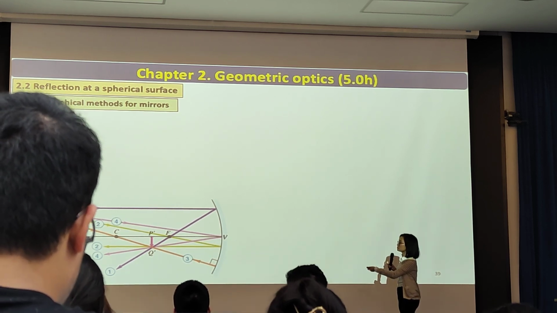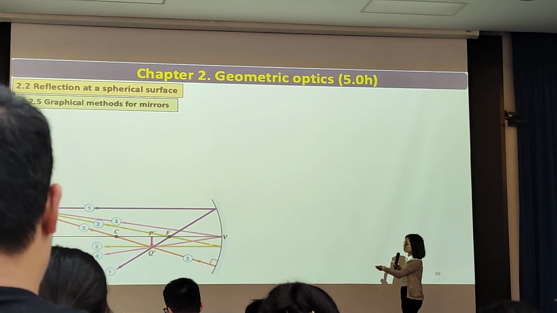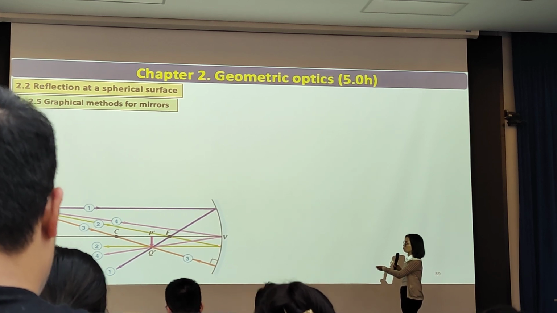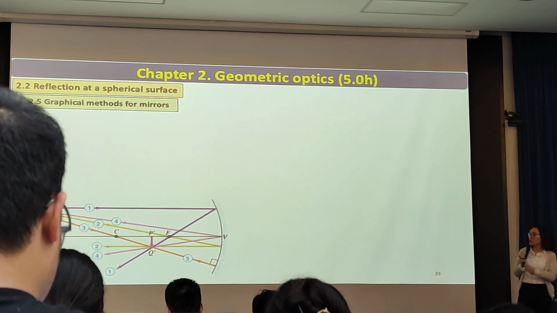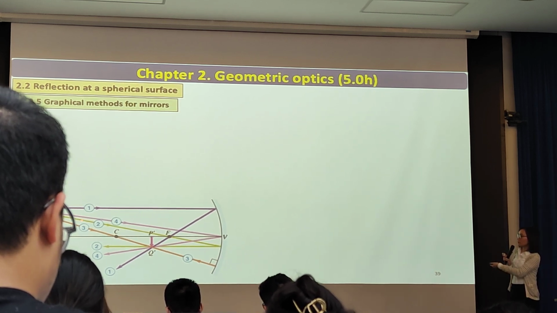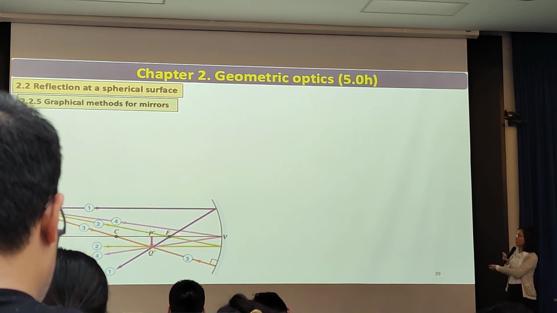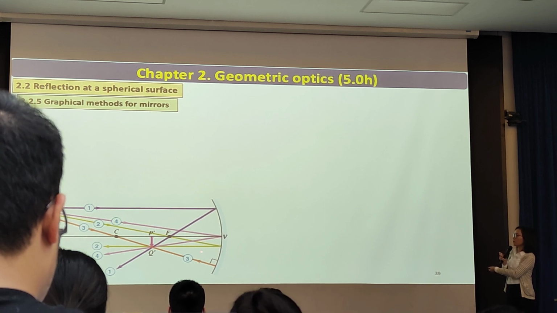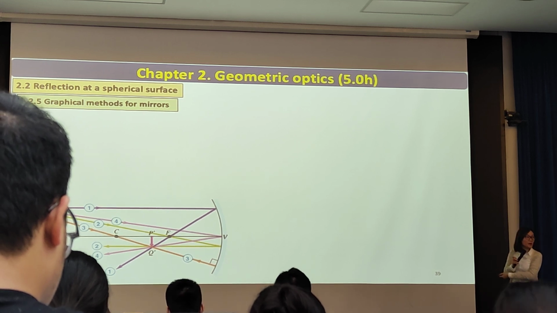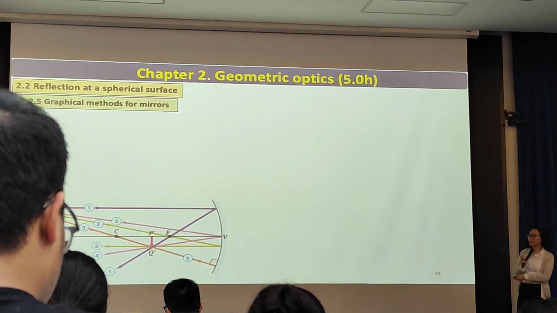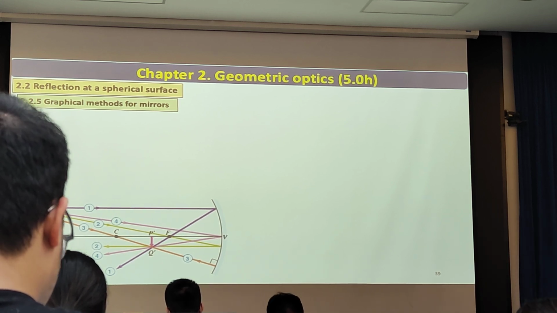The second special ray. Here, the second ray passes through the focal point, right, to the spherical mirror. It reflects parallel to the optic axis. Good. And the third ray, please transfer the mic to the student behind you.